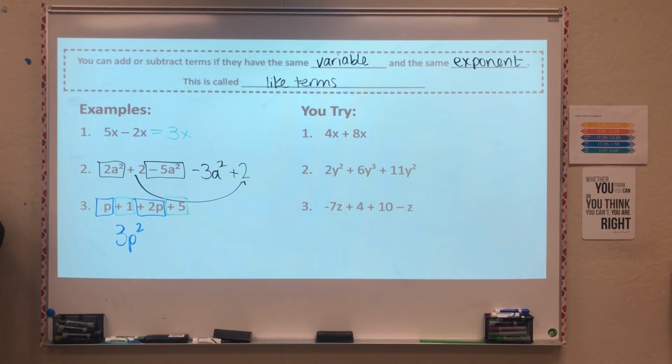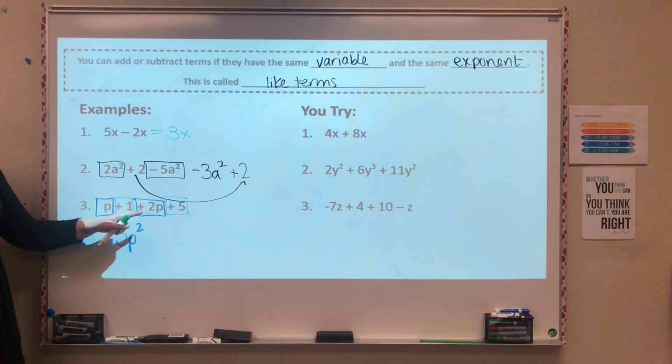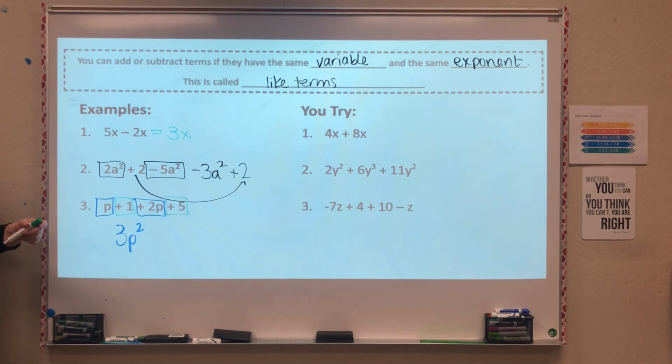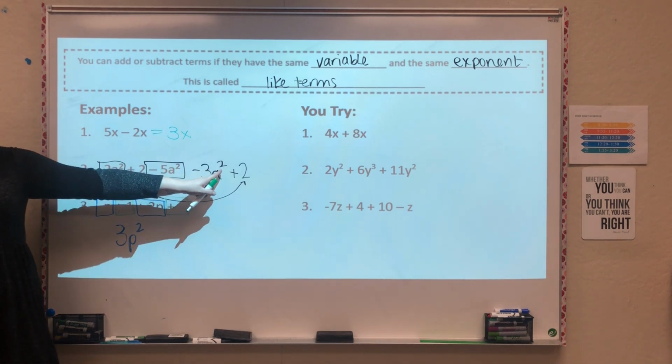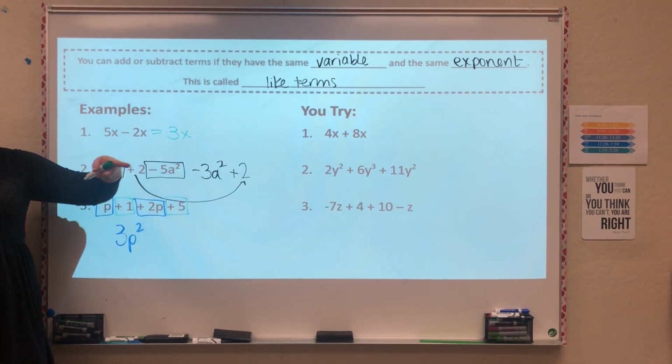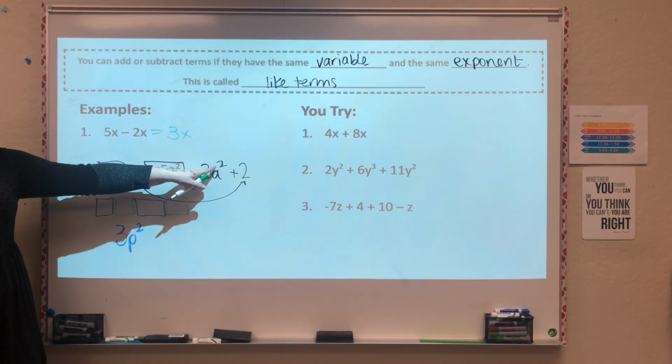How are we getting 3p squared? Tell me first, where did the 3 come from? The 1 plus 2. Okay. What about p squared? The p plus the 2. Remember what we said up here. Remember when I asked you about that exponent? I think you were the one who told me. Did we change the exponent?